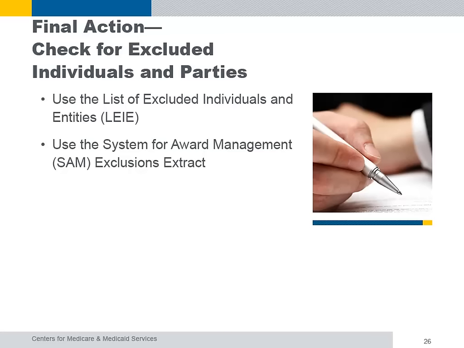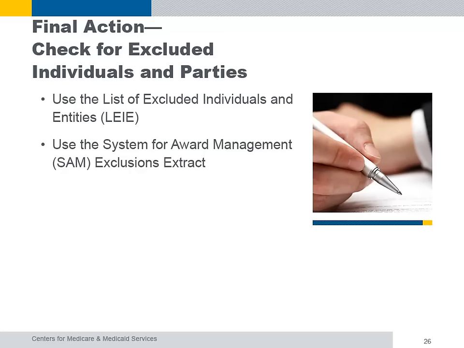SAM combines the federal procurement systems and the Catalog of Federal Domestic Assistance into one new system and includes the functionality of the Central Contractor Registry, Federal Agency Registration, Online Representations and Certifications Application, and the Exclusions Extract. SAM is a federal government site and is intended to streamline information for providers.